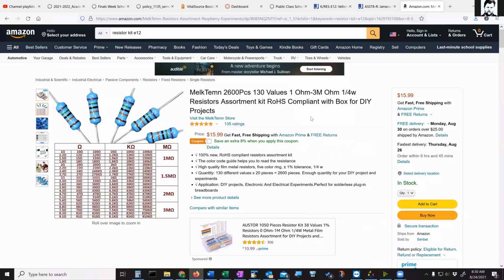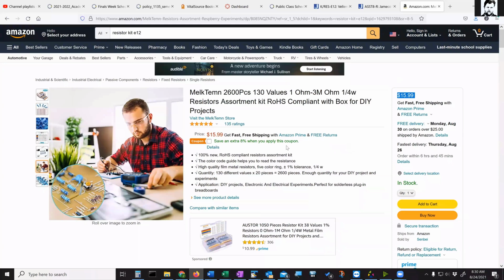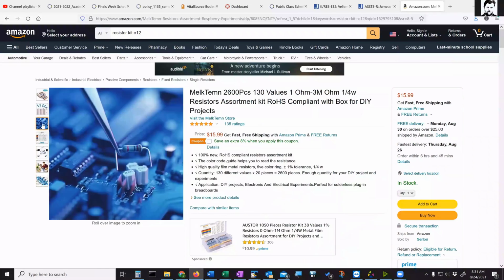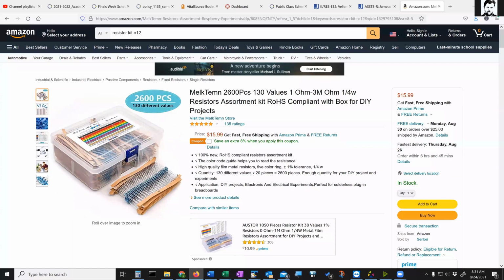But even though it's got all these extra ones, it's similarly priced to the Jameco kit I was showing you. So if you prefer to order on Amazon, you can get something like this. I guess it also has a coupon right now, 8% off. Like I said, it's kind of overkill. There's a lot of values. We don't necessarily need all these values, but this one has too much and the other ones have too little, in my opinion. But you can decide whatever's best.